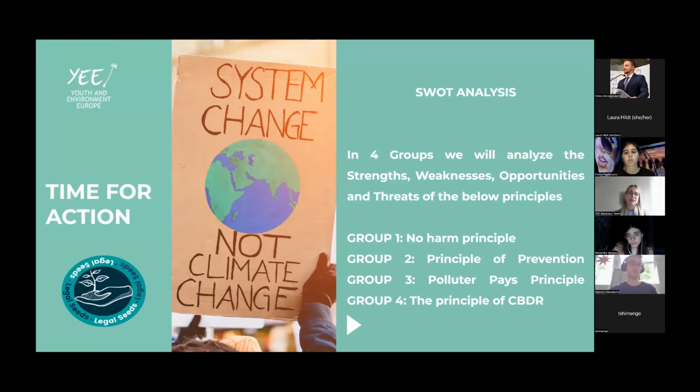As you have seen, some of them have strong strengths, in that they can protect and prevent environmental damage, but they also have some limitations, which are the weaknesses. And what are the opportunities and threats? For example, if you were advising the state on how it should act, what opportunities does the principle you are allocated offer regarding environmental policy, and what are the threats you should take into consideration for this principle?